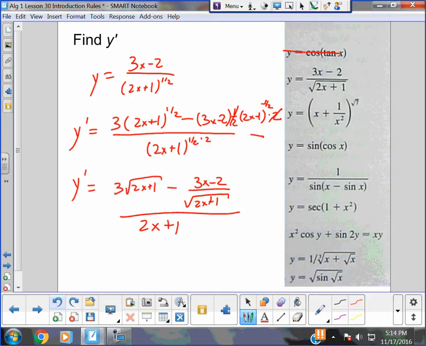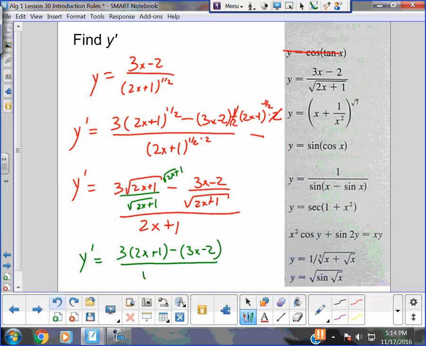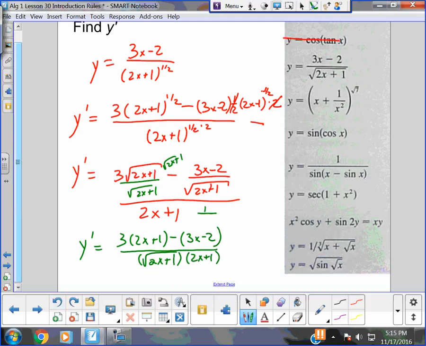And now I'm going to need a common denominator in the numerator. And when I do that, I'm going to get y prime equals 3 times 2x plus 1 minus the quantity 3x minus 2, making sure not to lose that the negative is going to distribute, so I show the brackets there. All over the square root of 2x plus 1, all over 2x plus 1, but that will flip up and be in the bottom here. Because I can multiply at this point. You're not seeing this. This is algebra. This is not calculus at this point.